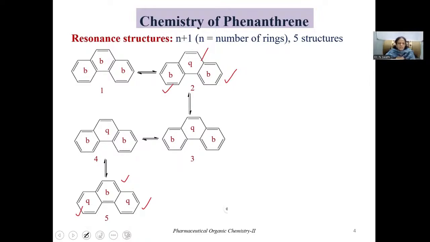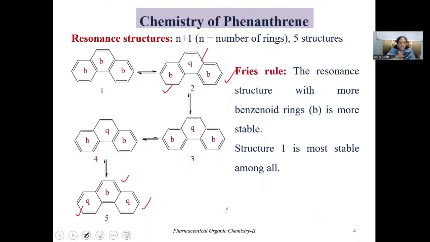From these structures, you can easily make out that the one which has more benzonoid ring systems is more stable according to Fry's rule. So among these 5 resonance structures of phenanthrene, the first resonance structure is the most stable because it has 3 benzonoid ring systems.